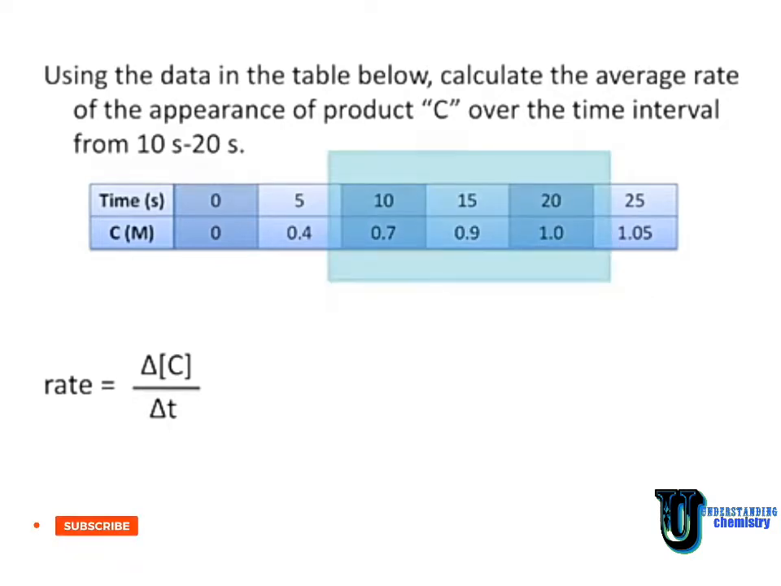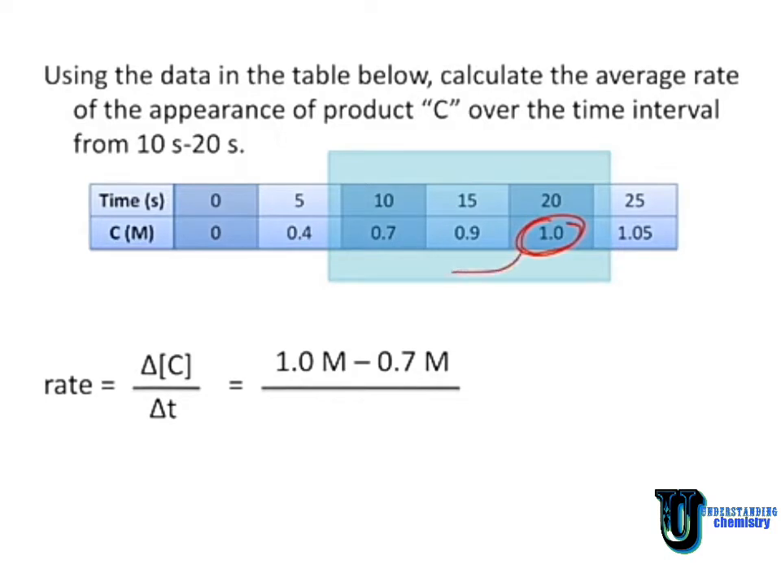So this is the section of the graph that we're focusing on because we are looking to calculate the average rate from 10 to 20 seconds. So we are going to call 20 seconds our final time and 10 seconds our initial time, which means that our final concentration of C is going to be 1 molar. So there's our final concentration of C minus our initial concentration of C, which is going to be 0.7 molar.